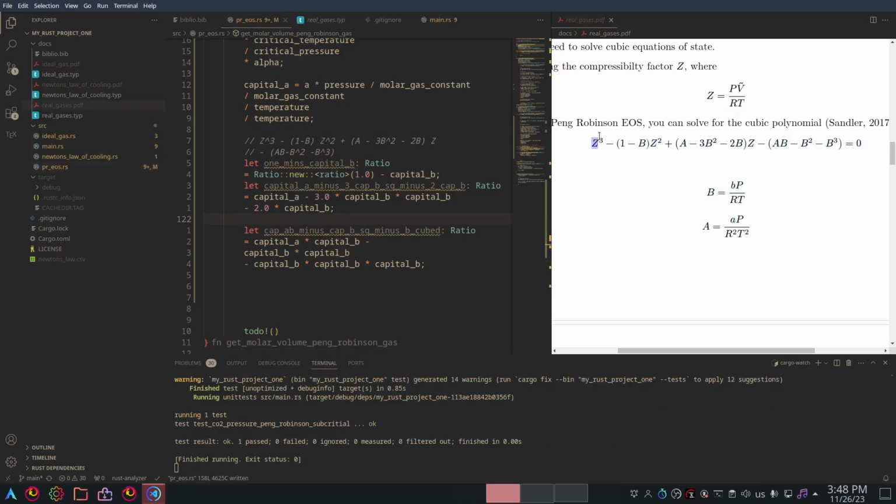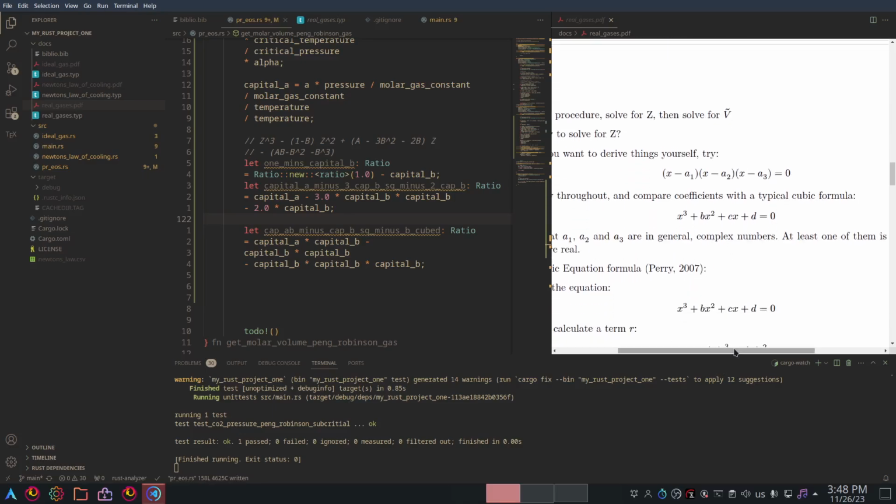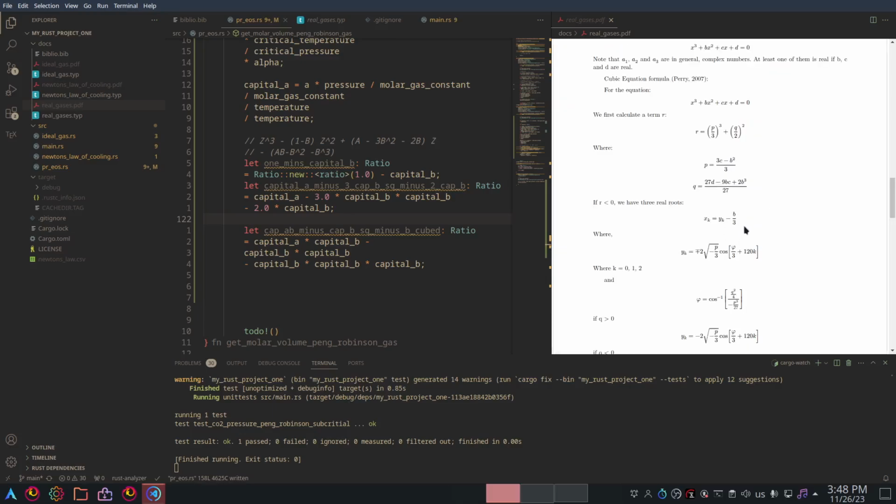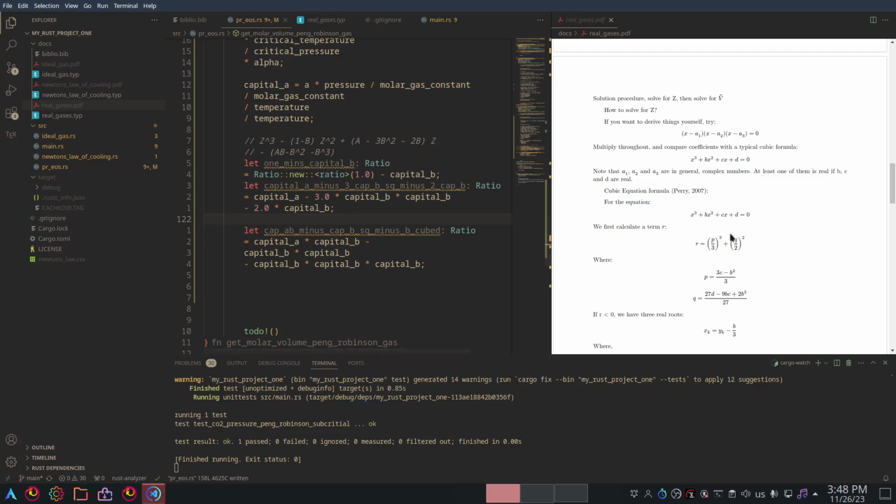We can actually solve for z. Okay, how do we solve for z? We will need to do this bit here. Now the equation here is kind of quite long-winded. So actually there are a few options we can do. One is to code all of this in manually.